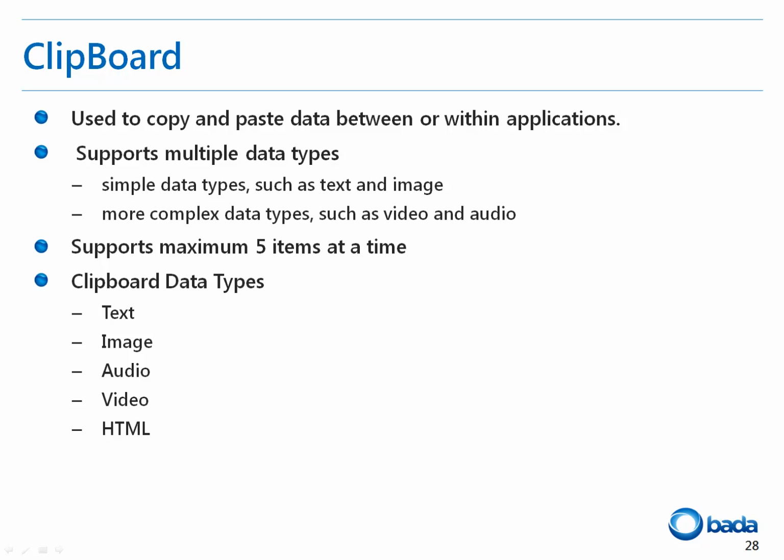The audio data type represents audio files, whose file path is stored in the clipboard. The clipboard only supports the copy and paste operations for audio files stored in local storage. The video data type represents video files, whose file path is stored in the clipboard. As for audio, the clipboard only supports the copy and paste operations for video files stored in local storage.